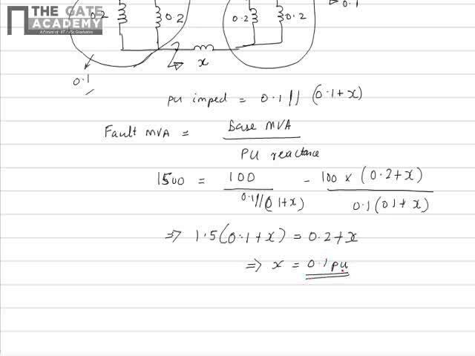So the value of the reactance that should be connected to limit the fault MVA to 1500 MVA is X equal to 0.1 per unit. The correct option is option B.